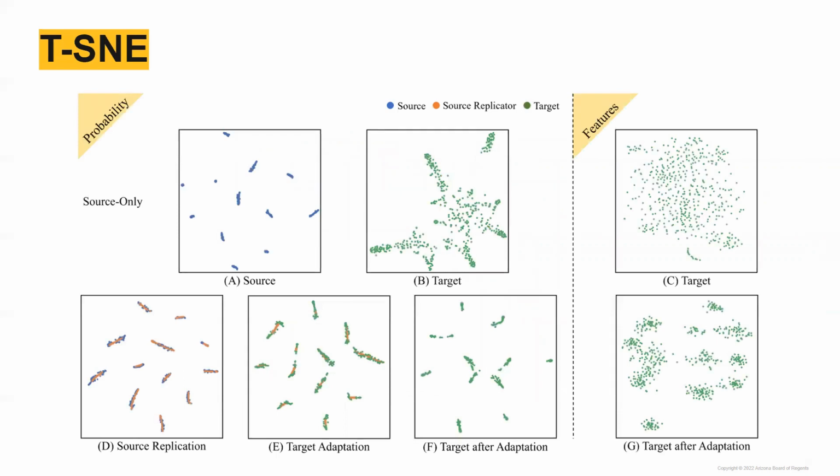Here we show the t-SNE plots for feature space and the probability space for our approach in various phases. In the first row, we can see that the target features and the probabilities that are shown in green are quite spread around. We train our source replicator in orange and then use it for the target adaptation. After the adaptation, the probability space of the target domain gets clustered, and it also clusters the feature space.